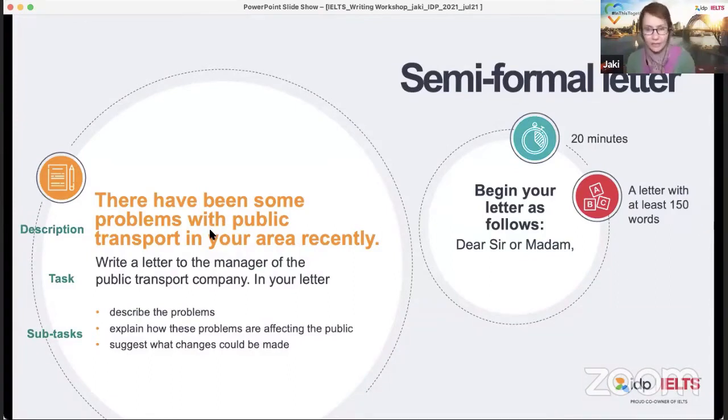Okay, so when you get the letter, please look at how you start. So here, dear sir or madam, and then look at who you're writing to. Write a letter to the manager of the public transport company. This will tell you your tone. And this is the first important thing, your tone. So what's your tone going to be here? I've actually told you up the top, but it won't tell you in the real test. Yeah, so it's probably semi-formal or professional.